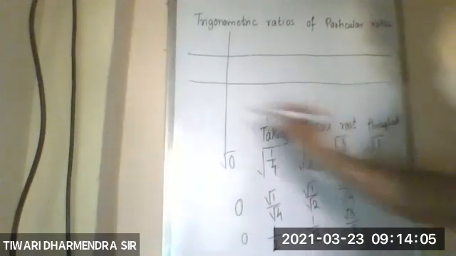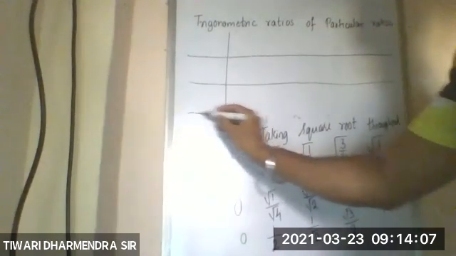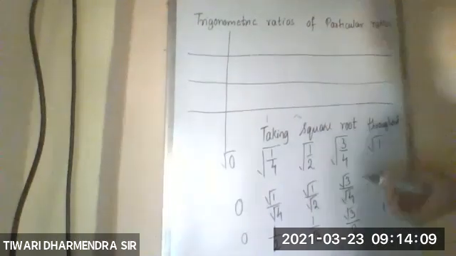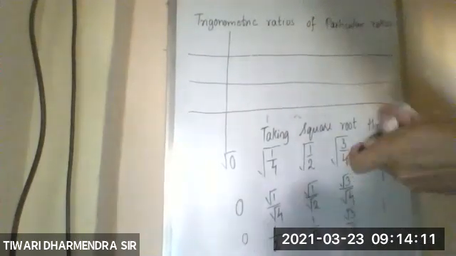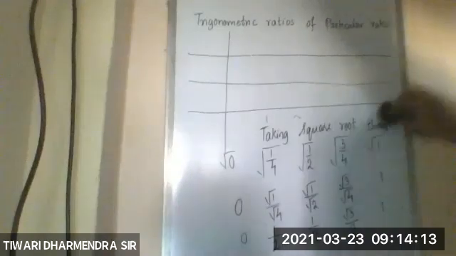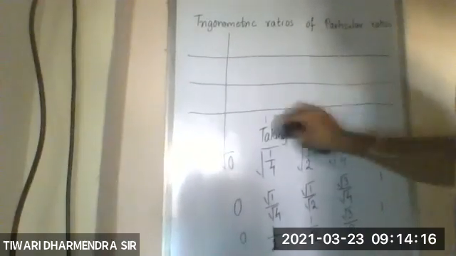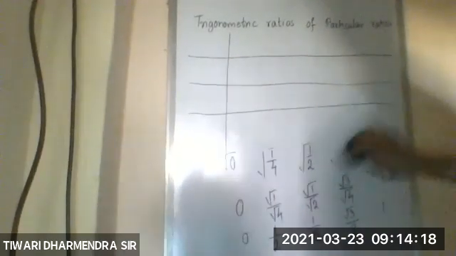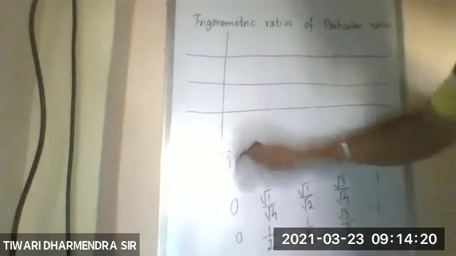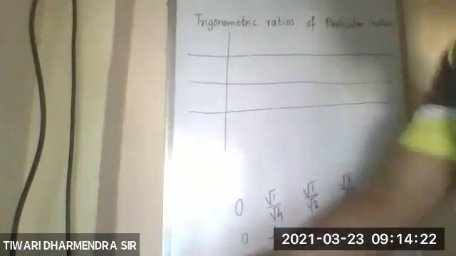This is for sine. This is for cos. And I will rub this. And this is for tangent.